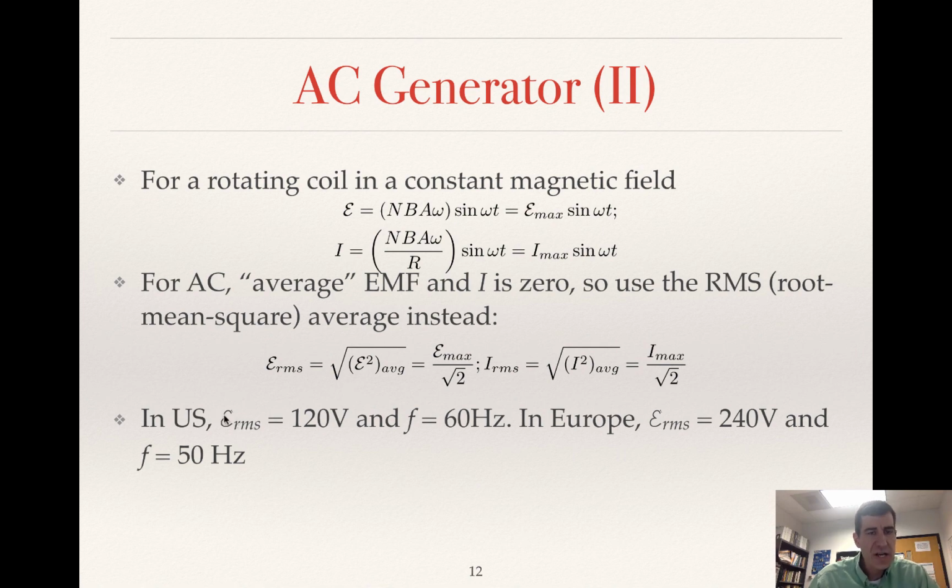So in the US, the power in your house has an RMS EMF of 120 volts with a frequency of 60 hertz. Whereas in Europe, they use an RMS EMF of 240 volts and a frequency of 50 hertz. And you can also talk about power. The average power is equal to the RMS current times the RMS voltage, where each of those brings in a square root of 2 compared to the maximum. So that's a half times the maximum power, I max times the max EMF.